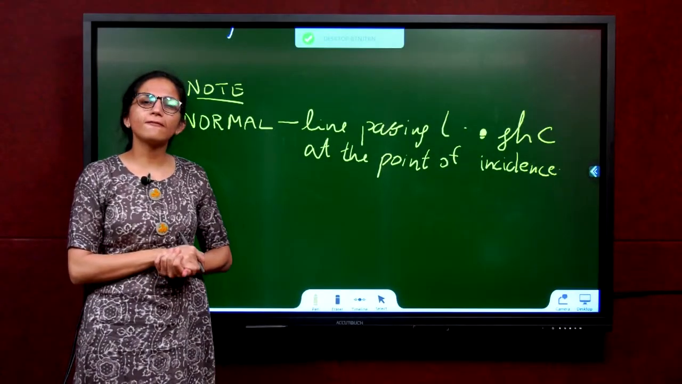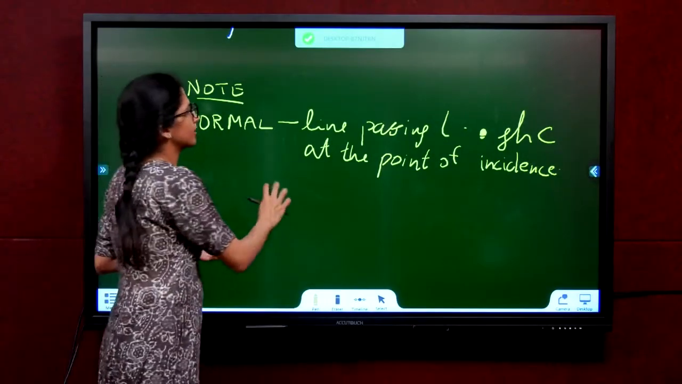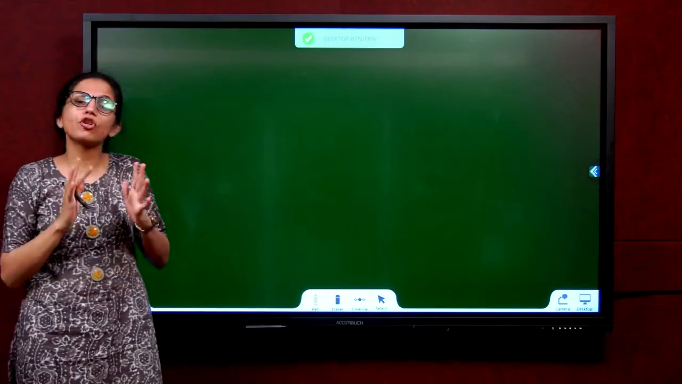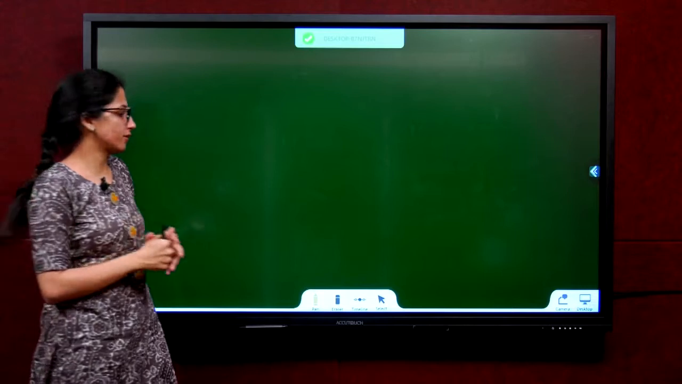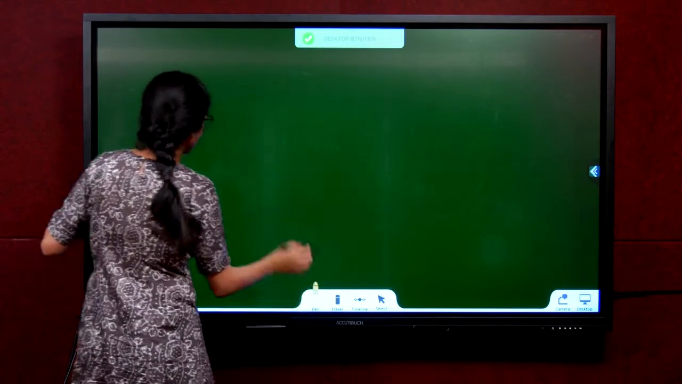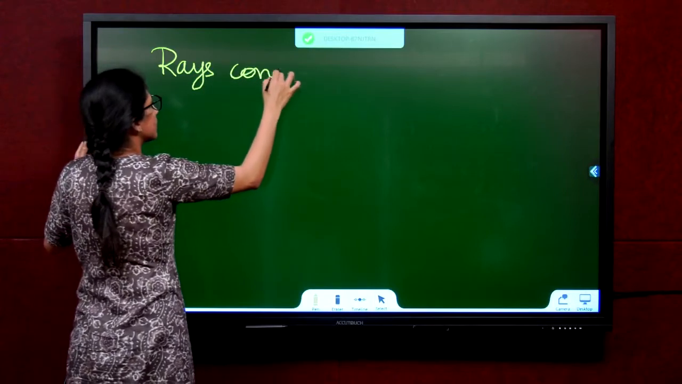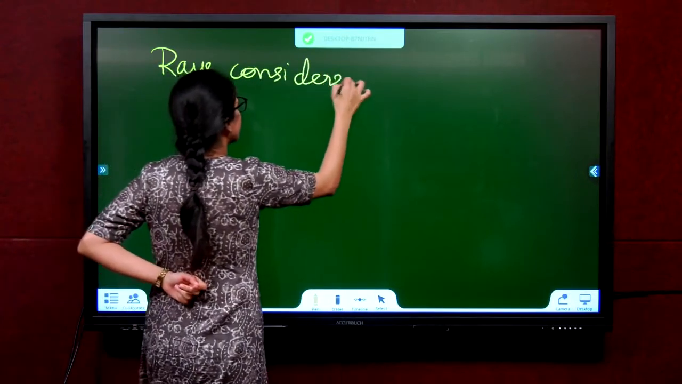So now what are the different cases through which we consider rays? You cannot sit and do i equals r so many times. So we have a few common cases for which we consider the following rays. Rays considered to form an image. We have 4 rays we will be studying.